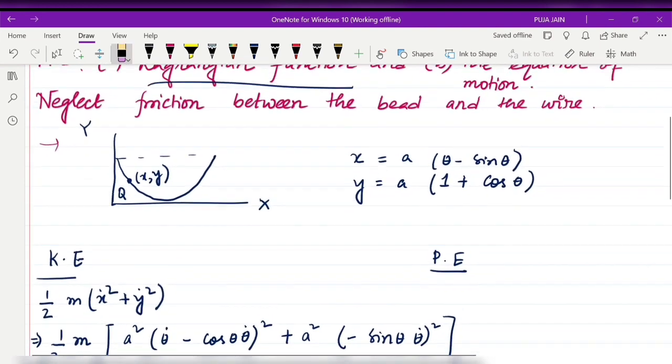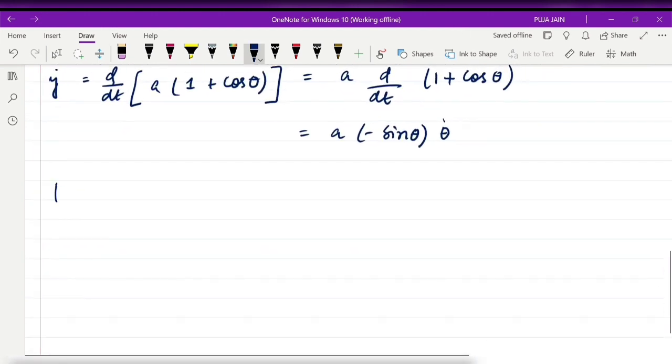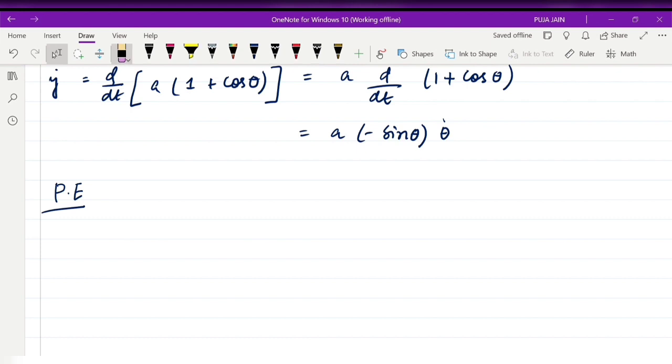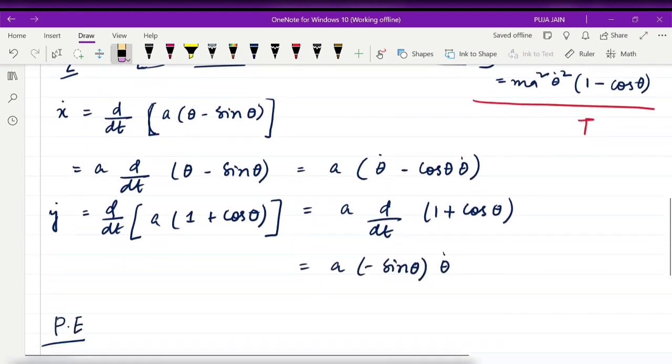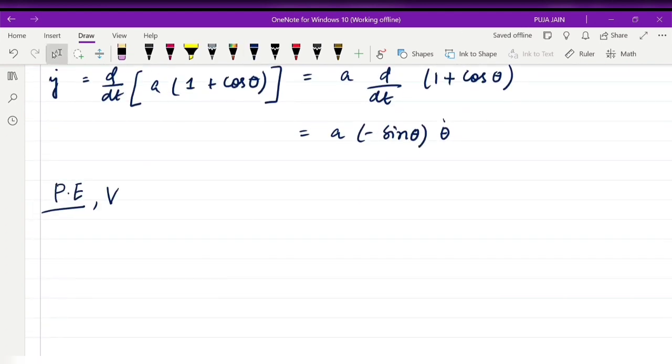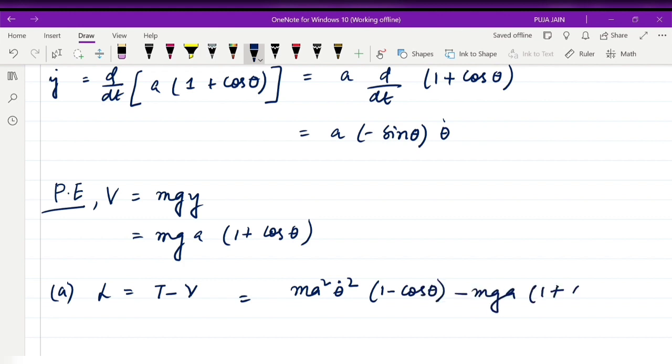Now V, that is the potential energy. Now we are taking our x-axis as the reference level, this one. Okay, so this is our y. So now potential energy is mgy. So potential energy V equals mgy. Y's expression is given as a (1 plus cos theta). So first thing, our Lagrangian function L is T minus V. T we have calculated as m a square theta dot square (1 minus cos theta), minus V, which is mga (1 plus cos theta).